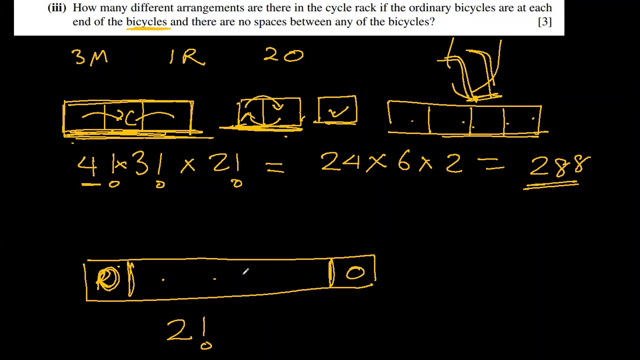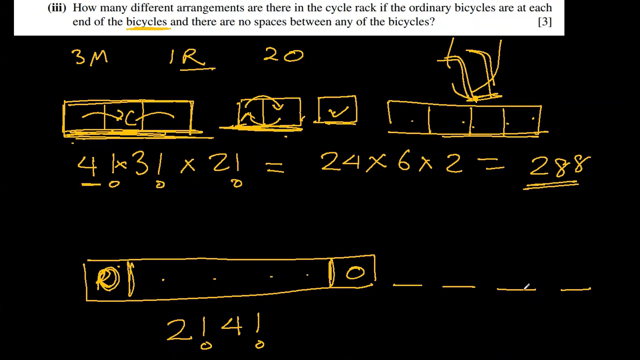Now for the remaining 4, they have not given any arrangement, which means they can interchange their places with each other. It doesn't matter whether a racing bicycle is between mountain bicycles, they are in any order. They are just four different bicycles, so they can be arranged 4 factorial ways. But there are four spaces which are still available, right?